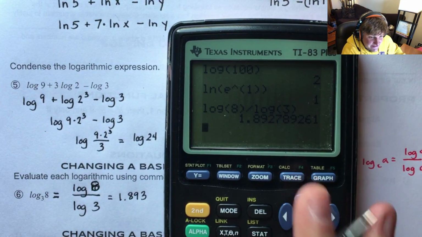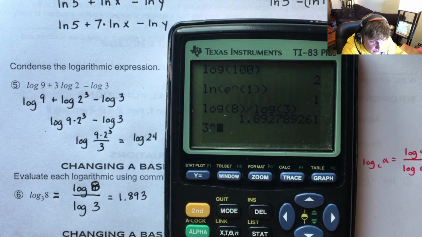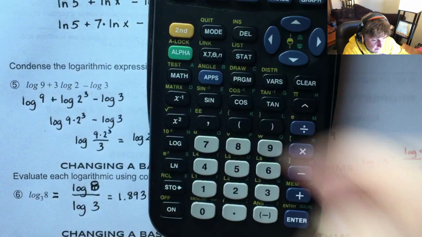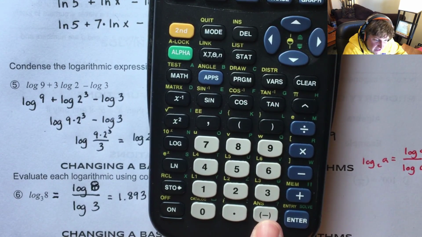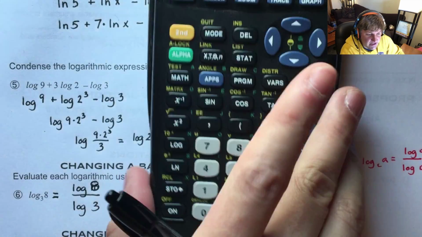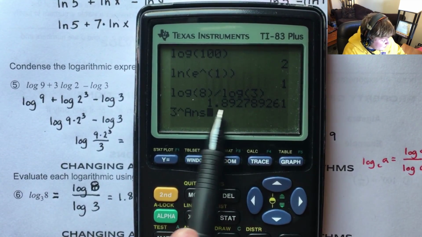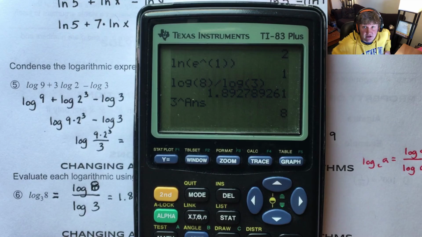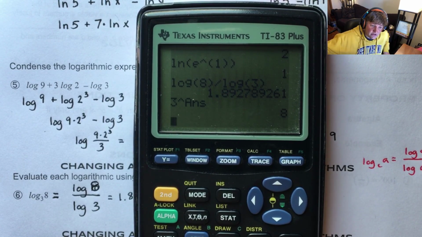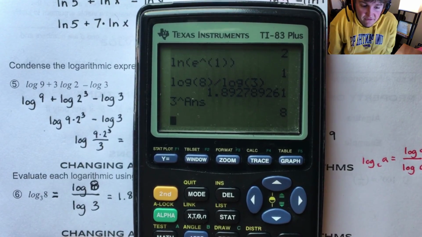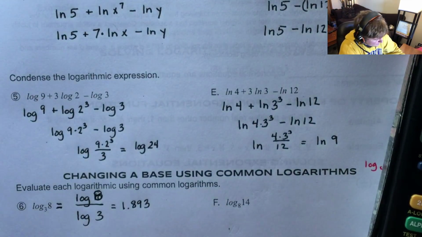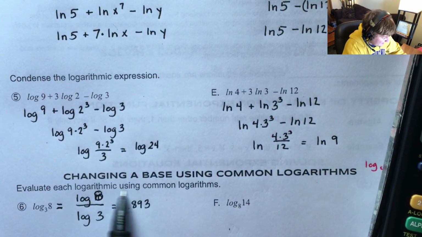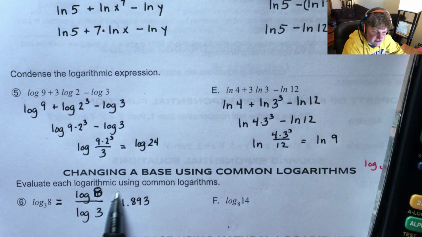Now here's the nice thing: I can just take 3 to the, and then I can hit the second button and this negative, it says ANS for answer, my previous answer. So I'm not rounding at all. I'm using the exact answer here, and it gives me that 3 to that previous answer is 8, which is perfect because that's exactly what we were looking for. We were looking for what number I need to raise 3 to in order to get 8. This here is the exact and this is the approximation.